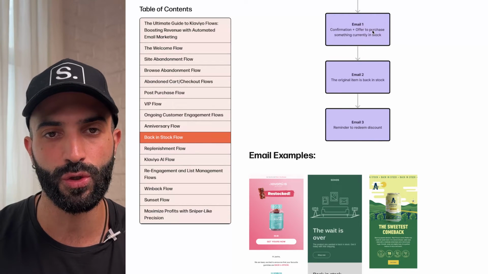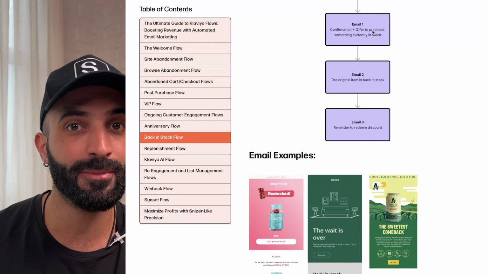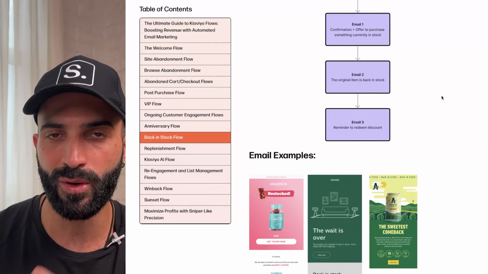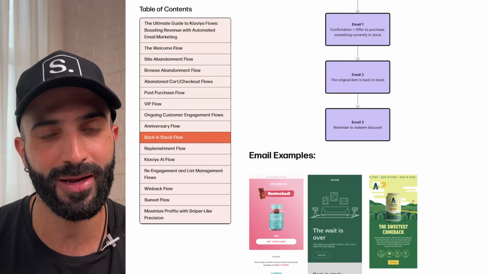We see really good results from email 1 from this strategy of trying to sell them an item that is currently available. It works really well. Let me know what you think. If you actually set it up for your store, drop me a comment down below.